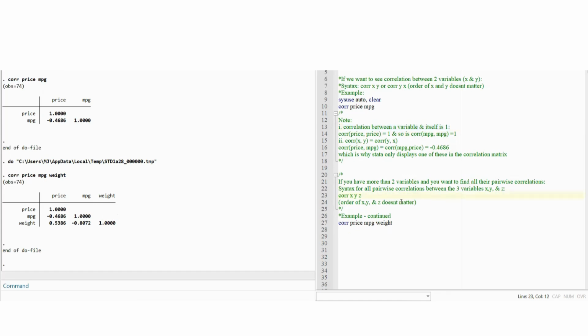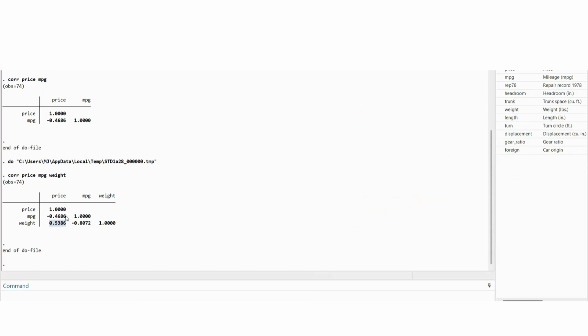And if you wanted to find all pairwise correlations between four variables, you could just write all of those and Stata will show a correlation matrix showing the correlation between any two of them. The diagonal entries are 1 because the correlation between a variable and itself is 1, and Stata does not display the entire matrix because of the property that the correlation between x and y is the same as between y and x. So if you know the correlation between weight and price is this, you know the correlation between price and weight would also be minus 0.5386. Next, we'll look at how we measure covariance.